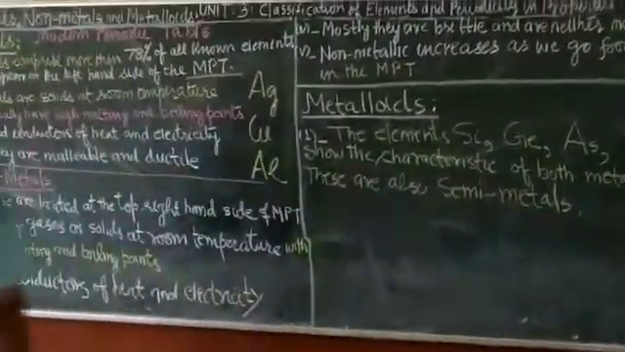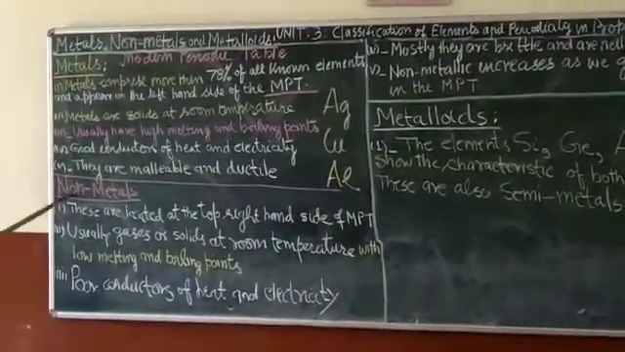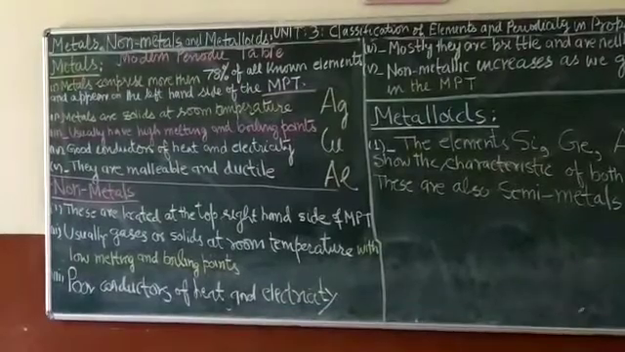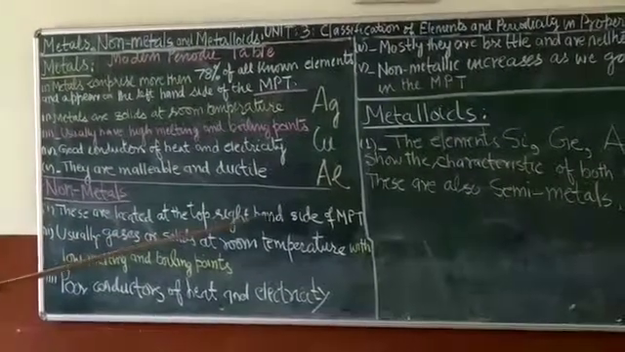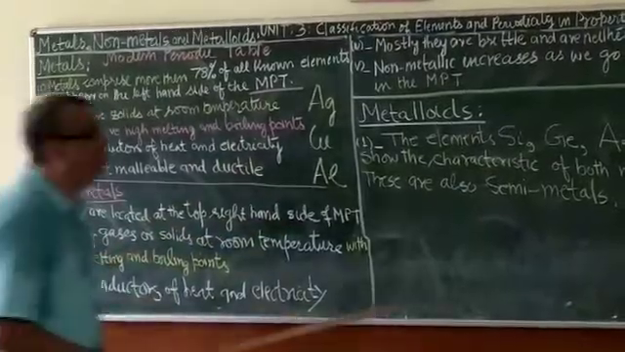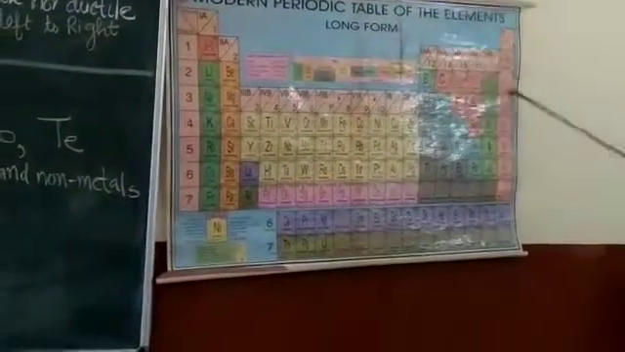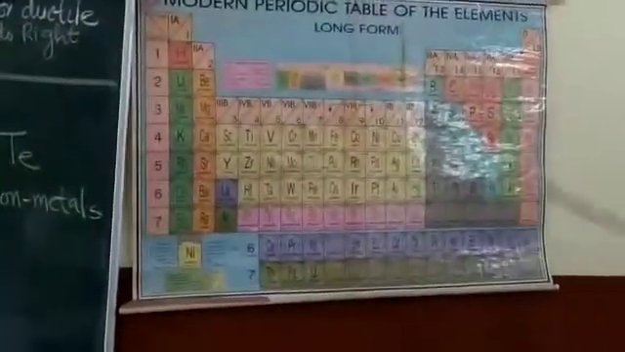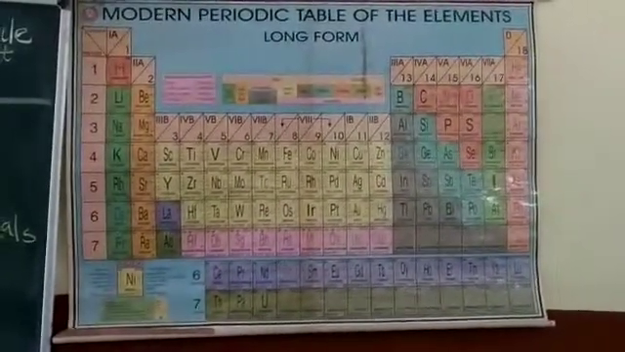Then I come to the non-metals. What are non-metals? These are located at the top right hand side of the modern periodic table. This is the top right hand side of the modern periodic table. And here we have non-metals.